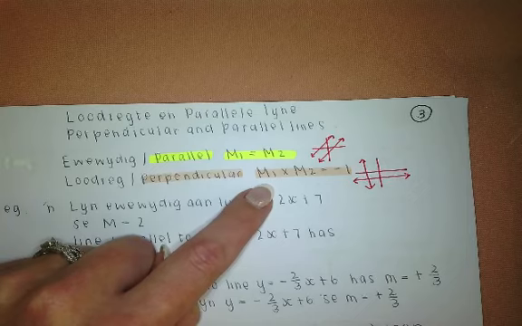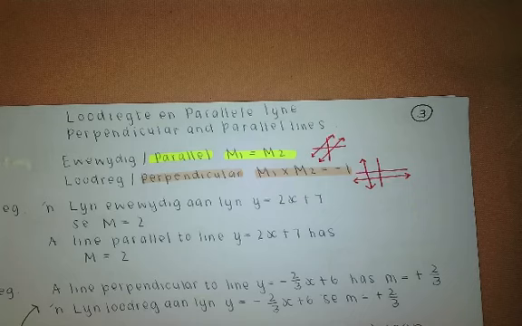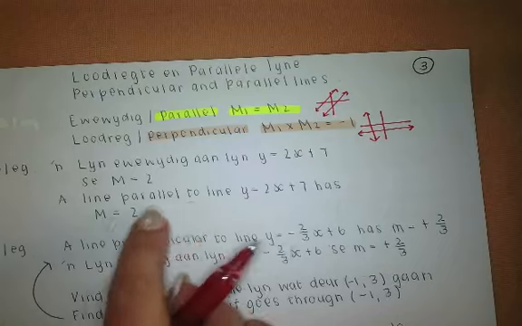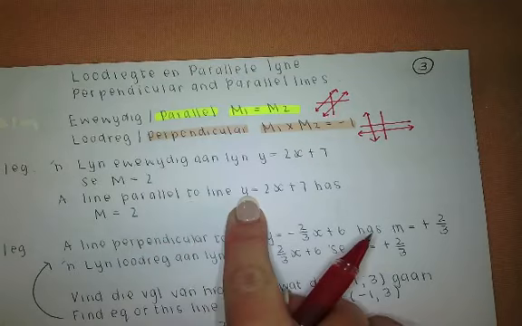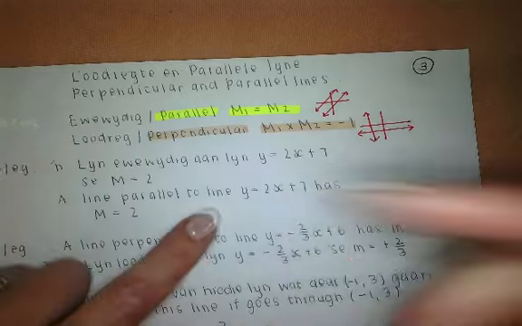Okay? What do we know about the gradients of perpendicular lines? The gradient of the first graph times the gradient of the second graph. When we multiply them together, it must equal -1. Know this off by heart, please. Okay, very important. So for example, a line parallel to the line y = 2x + 7.